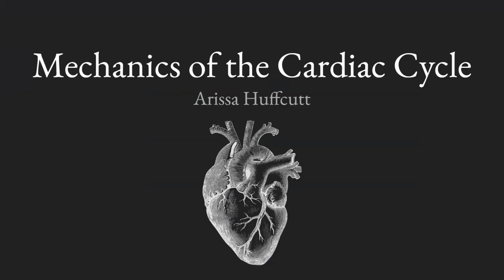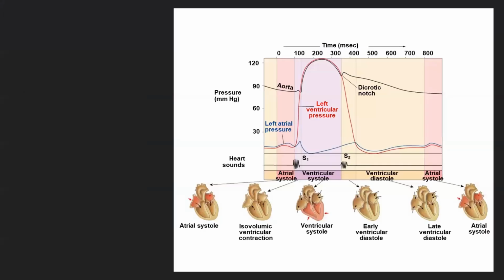Hello, everybody. Today we're going to be talking about the mechanics of the cardiac cycle, specifically looking at pressure. So here we can see the pressure of the ventricle on the Wiggers diagram, and we can also see the different stages of the cardiac cycle. We're going to be looking at each one a little bit closer, starting with the atrial systole.